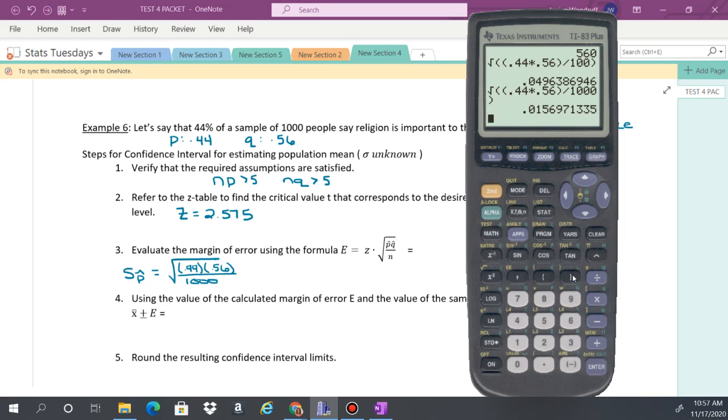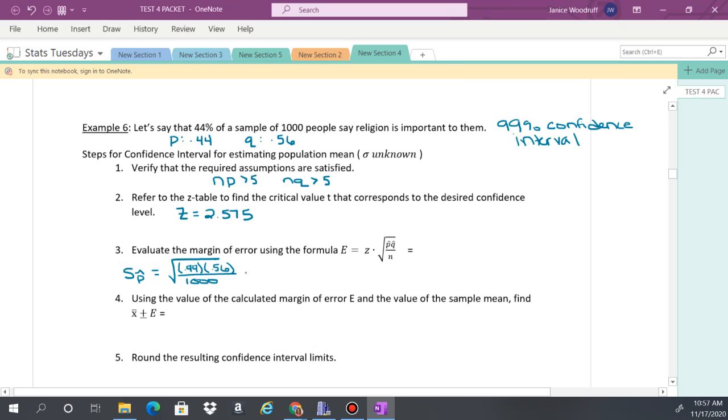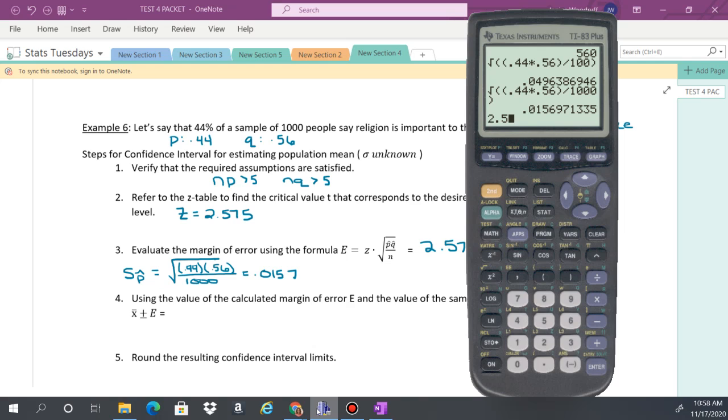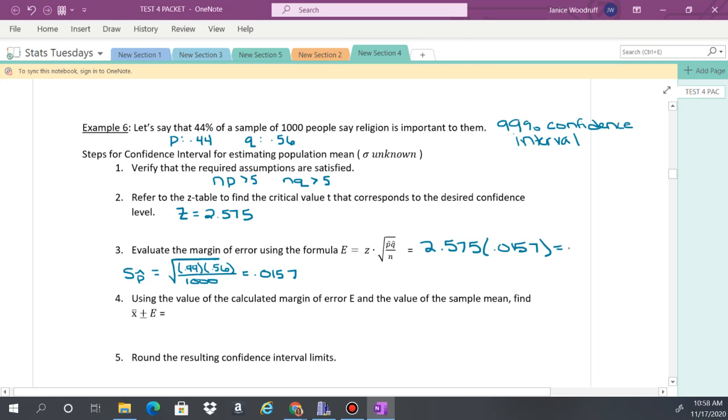All right, 0.0157. Did you guys get that for the standard deviation? Everybody? All right, good. 0.0157. We'll do 4 decimal places. All right, so Z times this value is going to be 2.575 times 0.0157. So there you're going to get 0.0404. Okay, so that is my margin of error.